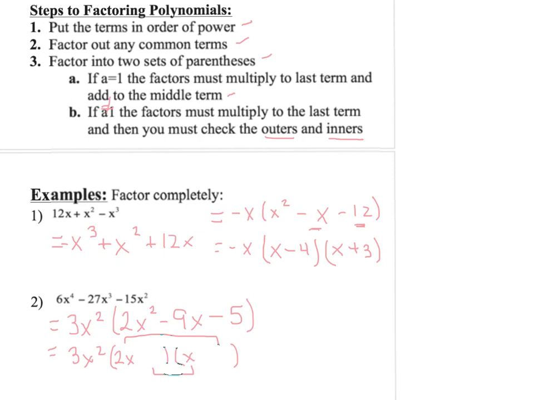Now if I put a 1 and a 5 and check my outers and my inners, I'm going to get 10x and 1x, not a 5x. That will subtract to 9. Now I just have to make sure, I have a negative 9, so I want my 10 to be negative. That goes with my 5. And my 1 to be positive, and that goes with my 1. So your answer would be 3x squared, 2x plus 1, and x minus 5.